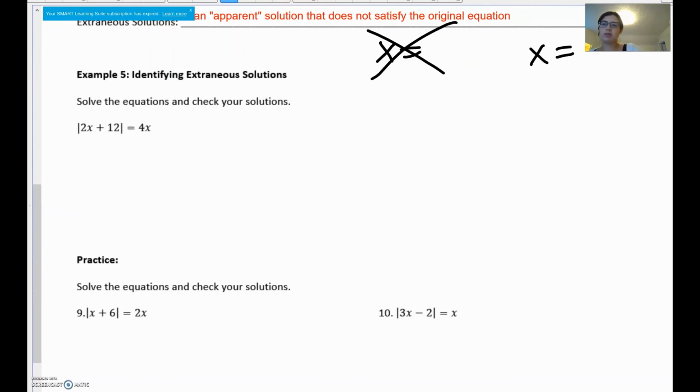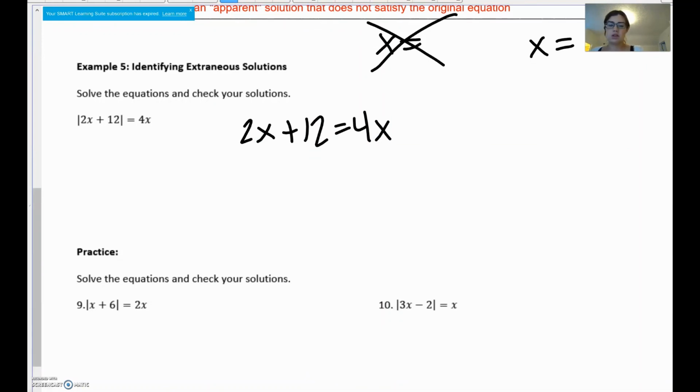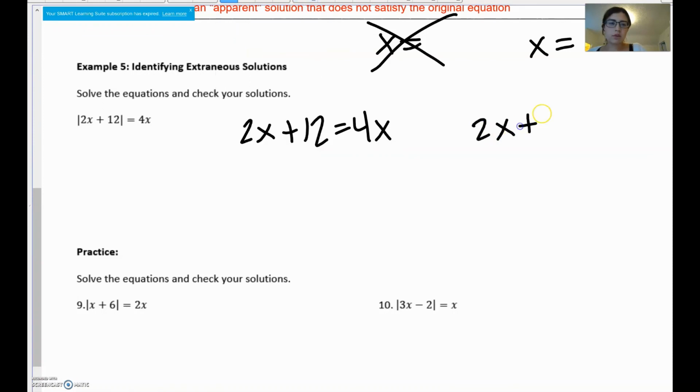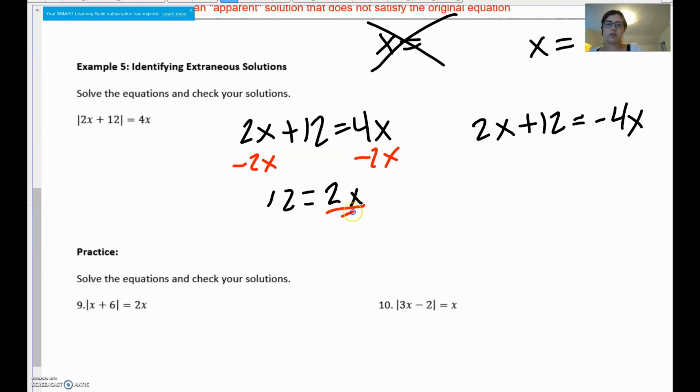So we have |2x plus 12| equals 4x. We're going to do 2x plus 12 equals 4x. Then our second equation is 2x plus 12 equals -4x. I'm going to subtract my 2x, get 12 equals 2x, divide by 2, x equals 6.